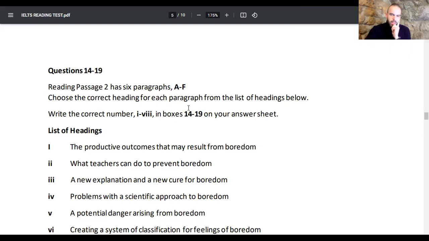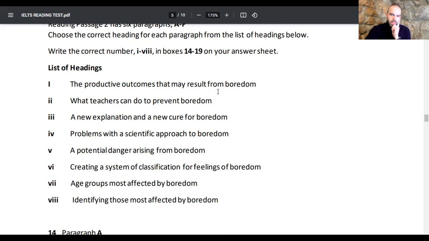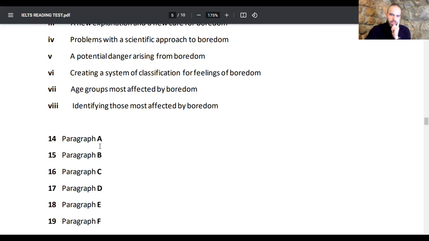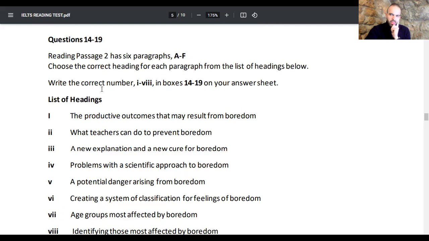So it says reading passage 2 has 6 paragraphs A to F. Choose the correct heading for each paragraph from the list of headings below. Write the correct number 1 to 8 in boxes 14 to 19 on your answer sheet. So we have all this list of headings, and you need to match every single paragraph with its heading. And every single paragraph has a different heading.